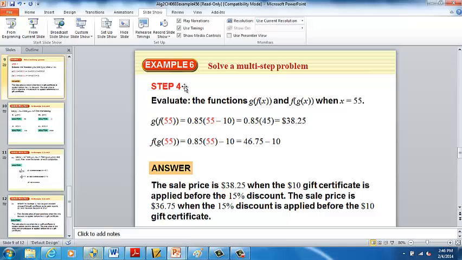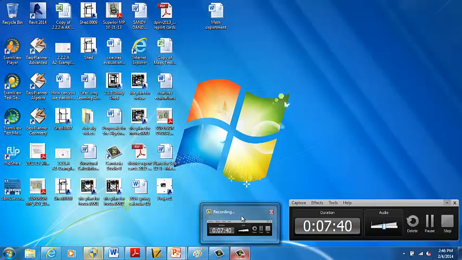Okay, so that's a little coverage of section 6.3. We'll talk a little bit more about that in class tomorrow as well.